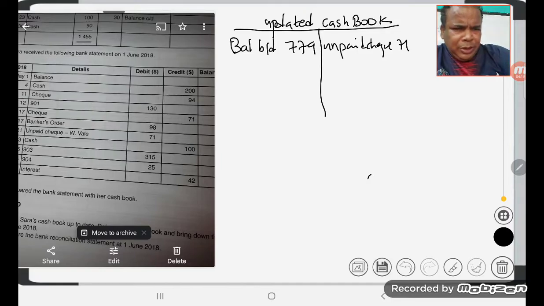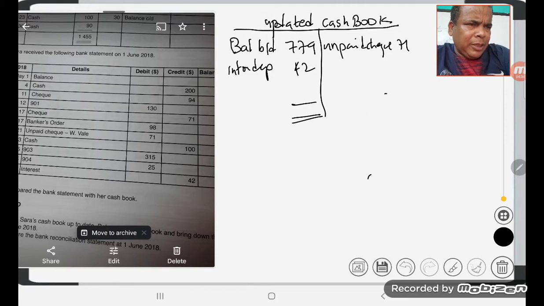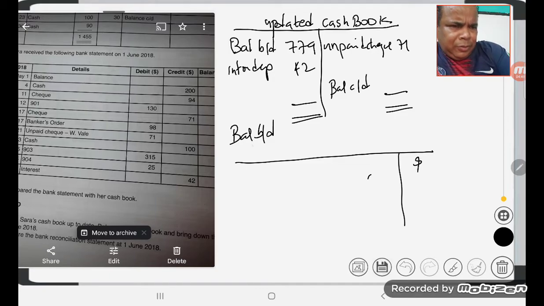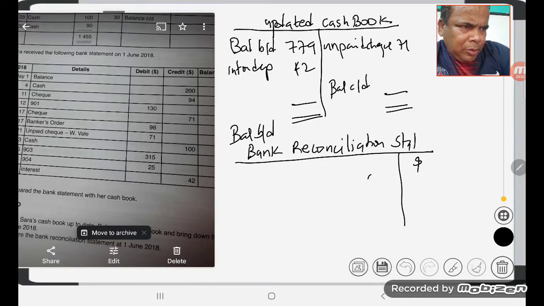We have interest on deposit 42. It will be on the debit side. Interest on deposit 42. So these two items have not been recorded in the updated cash book, and then we have to balance it. We balance it, we will get a new balance for the updated cash book, and then we have to prepare the bank reconciliation statement.